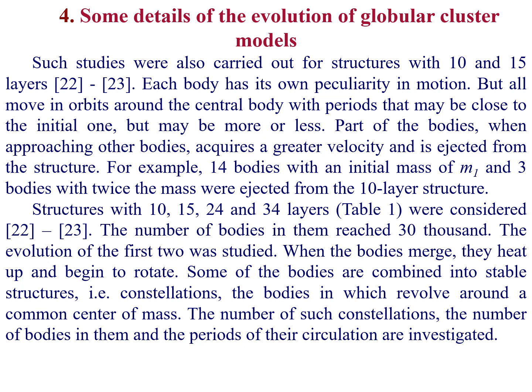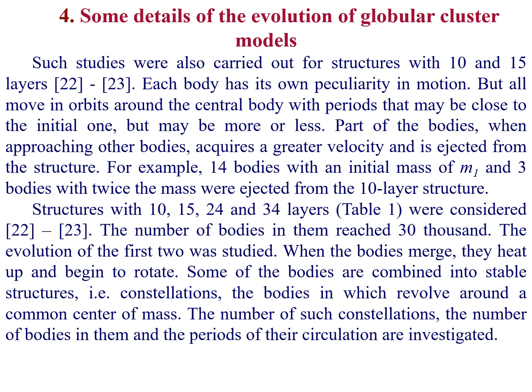Such studies were also carried out for structures with 10 and 15 layers. Each body has its own peculiarity in motion, but all move in orbits around the central body with periods that may be close to the initial one, but may be more or less. But some bodies, when approaching other bodies, acquire greater velocity and are ejected from the structure. For example, 14 bodies with an initial mass of m1 and 3 bodies with twice the mass were ejected from the 10-layer structure.